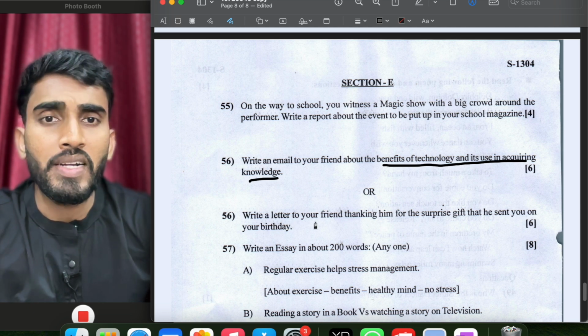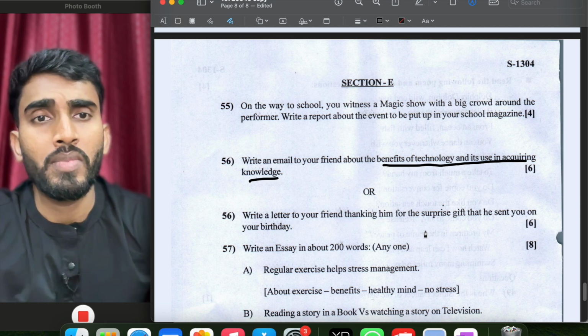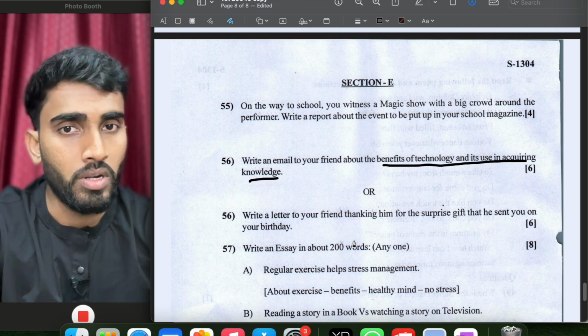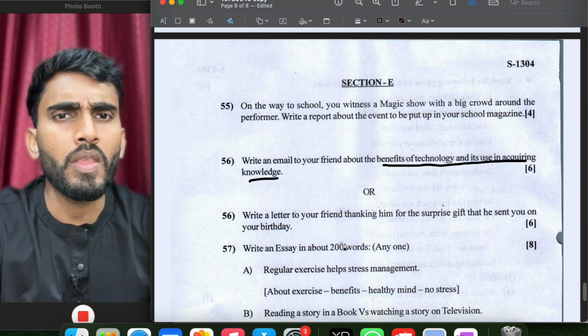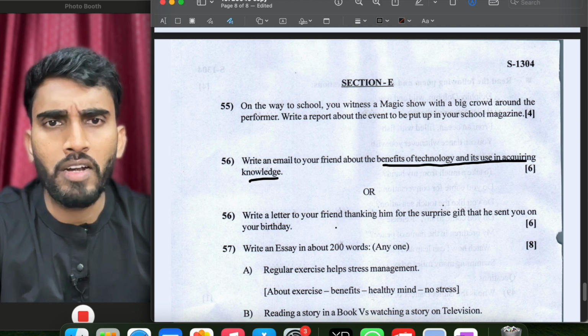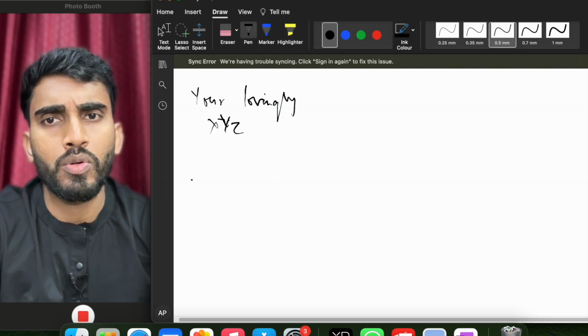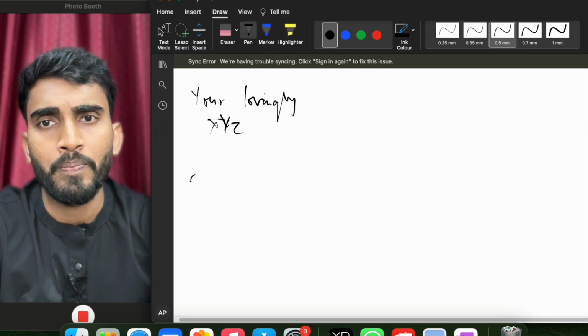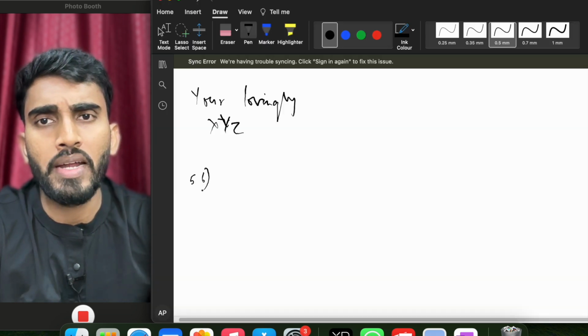In the same way, you have to write a letter if you are attempting a letter and not an email. It is again a letter to your friend thanking him for the surprise gift that he sent you on your birthday. So first it will start with your address. Question 56, yes. So the address, how to write the address?